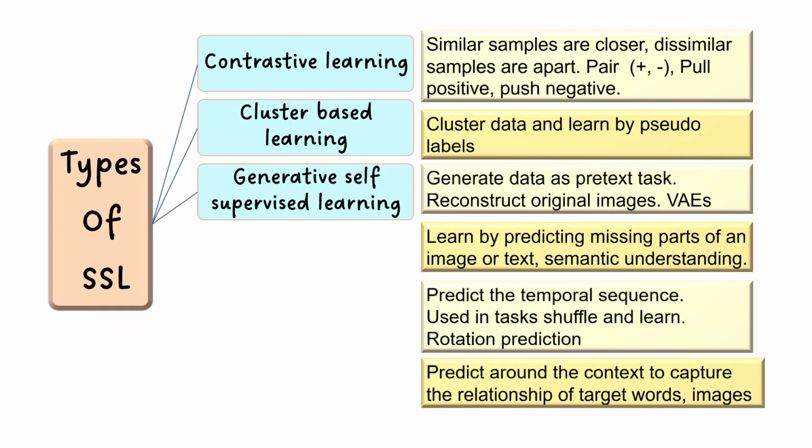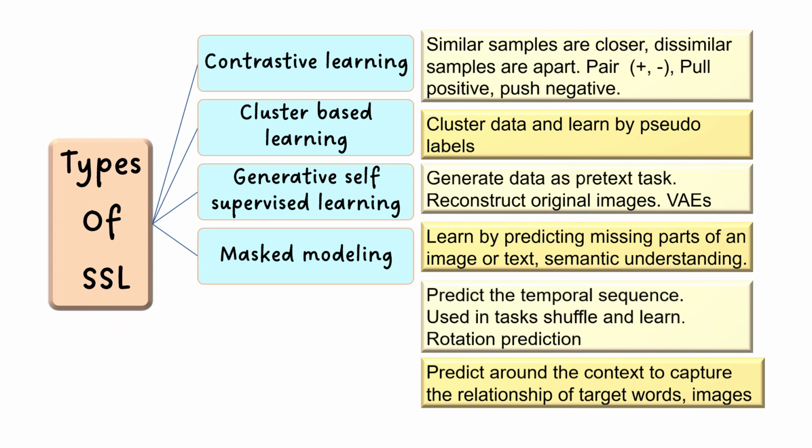Generative self-supervised learning. In this, generate data as pretext task. Reconstruct original images. Generative SSL is used in VAEs, variational autoencoders. VAEs are used in computer vision. For more details on VAEs and computer vision, please watch the video on computer vision in this video's playlist.